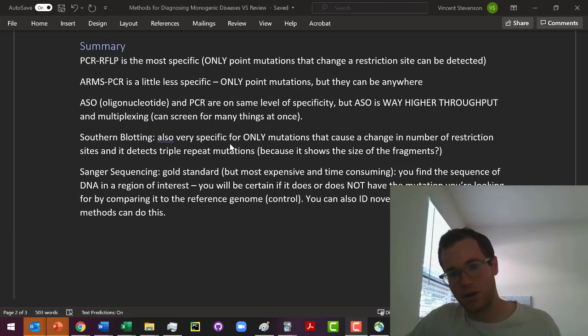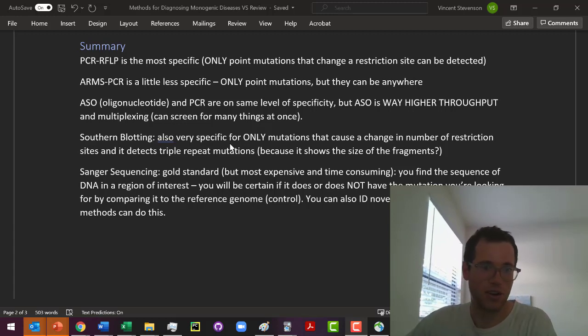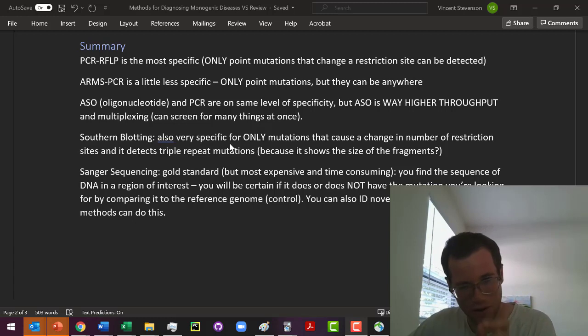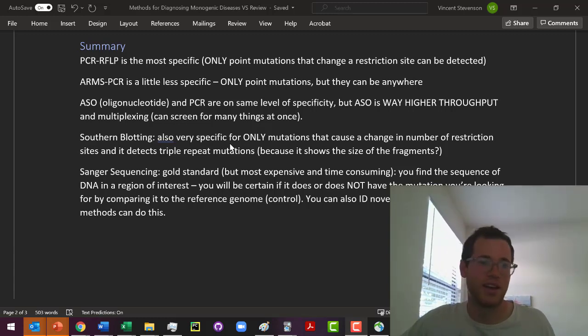But the key thing to take away is, if you're running this in a hospital, you're going to want something that's way higher throughput. That's the reason why ASO is the much better option here, because you can run way more tests than you could doing PCR, because PCR is very, very specific for that one test. And then the gold standard is Sanger sequencing, but it's the most expensive and the most time consuming.